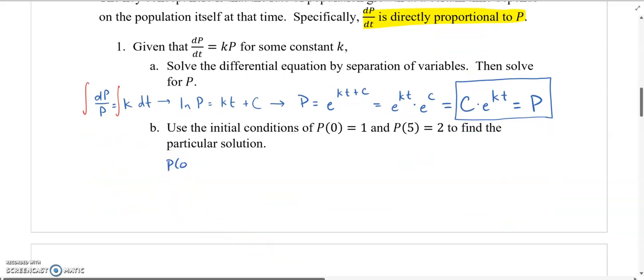P of 0 is equal to C times e to the k times 0. And k times 0 is 0, and e raised to the 0 is 1. So P of 0 equals C. And I'm given that P of 0 equals 1. So C equals 1. So that means that we have P of t equals 1 times e to the kt. We still don't know what k is. k is some other constant that we need to find.